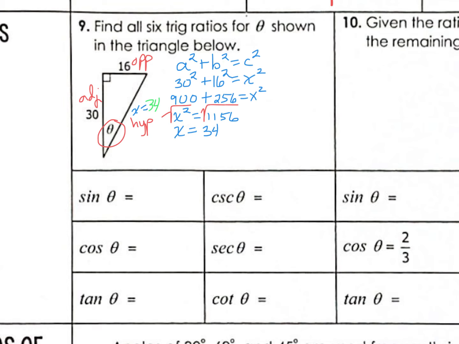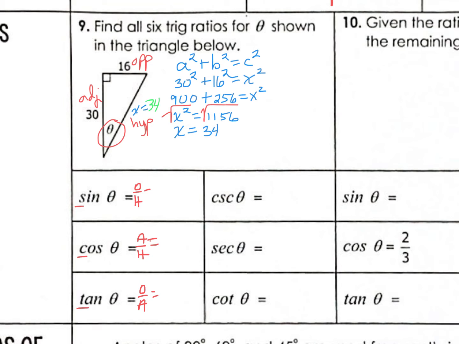So let's find sine first. So some old hippie caught another hippie tripping on acid. So I've set up my ratios.